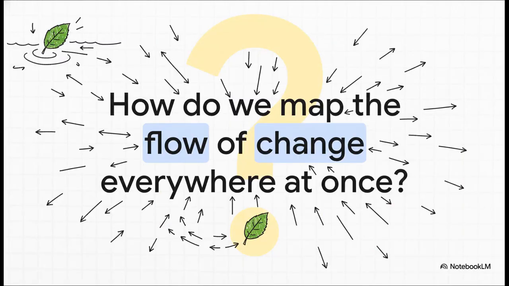So let's kick things off with a big question. Imagine you wanted to predict the path of a leaf floating down a river. You wouldn't really need a map of the entire river, would you? You just need to know the direction of the current right where the leaf is. So, what if we could create a map that showed the direction of that current at every single point? Well, that's exactly what we're about to build.